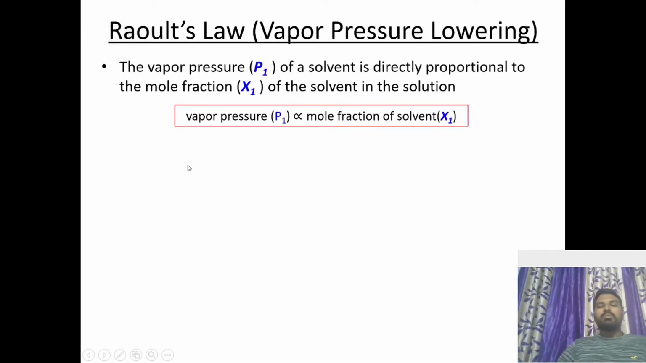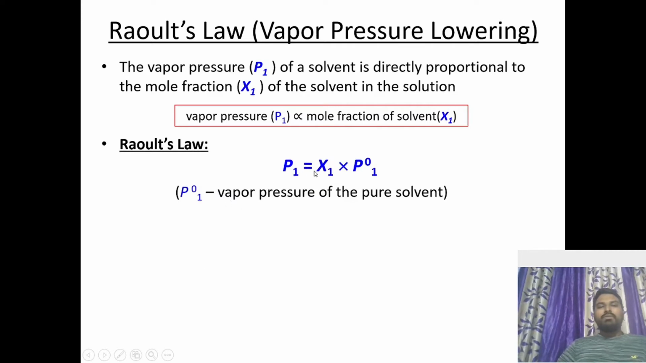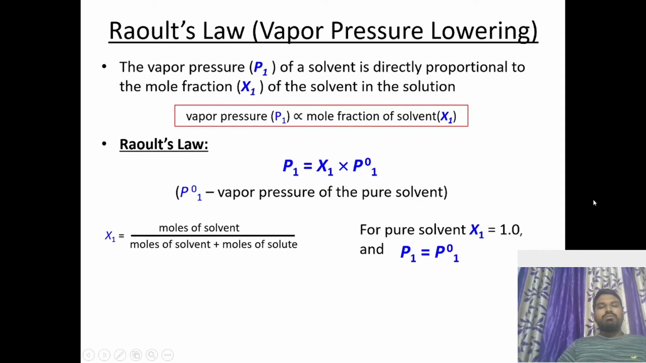Okay, now Raoult's law, that is vapor pressure lowering. The vapor pressure P1 of a solvent is directly proportional to the mole fraction x1 of the solvent in the solution. Now what is Raoult's law given by? P1 = x1 × P1^0, where P1^0 is the vapor pressure of the pure solvent. Now x1 is moles of solvent divided by moles of solvent plus moles of solute, which is also denoted by N. For a pure solvent, x1 will be 1 and P1 will be P1^0, meaning the vapor pressure of the solvent will be equal to the vapor pressure of the pure solvent. P1 is the solvent and P1^0 is the pure solvent.